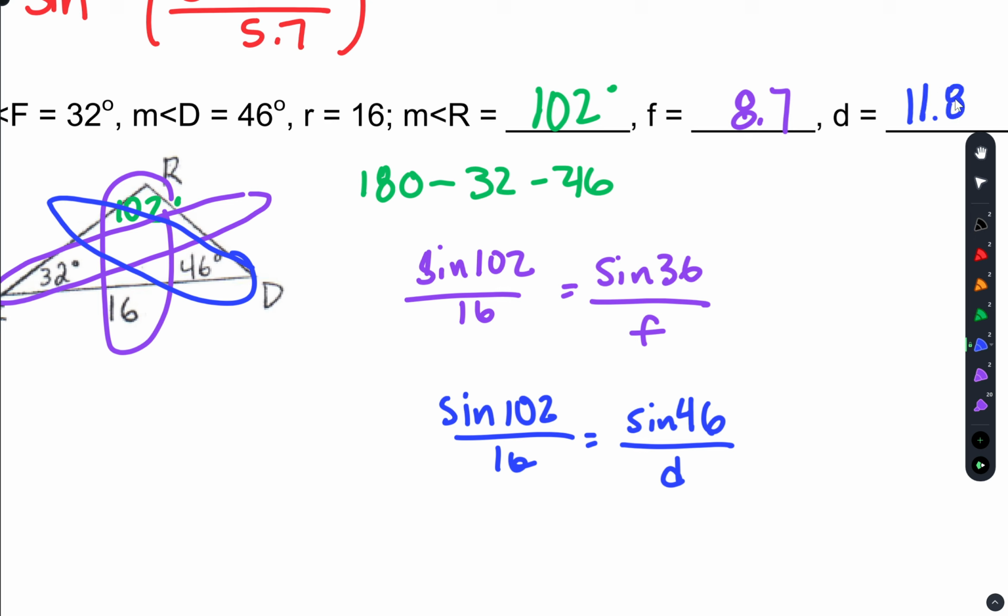Okay, so that's all to say. Don't do law of cosines if you don't have to. It's a big, long formula that we don't want to have to do. Try law of sines if you can. Any questions?